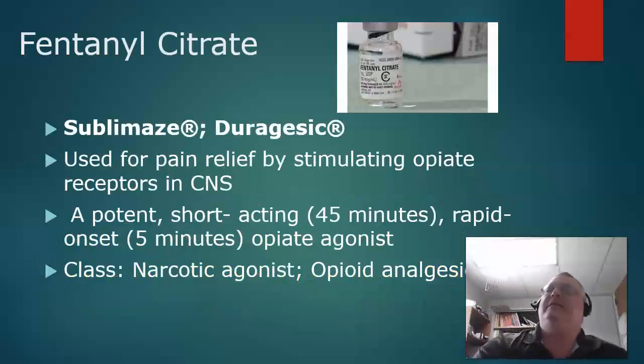Sublimaze, Duragesic are some of the names that you might see it under. But again, it's used for pain relief, stimulating the opiate receptors. Okay, so it's a synthetic drug.